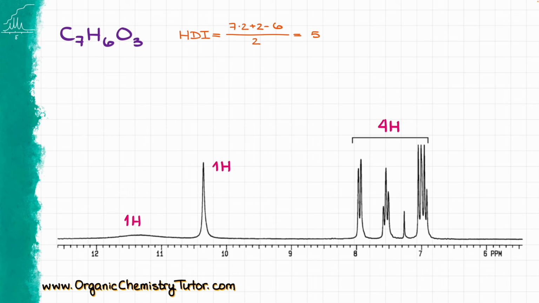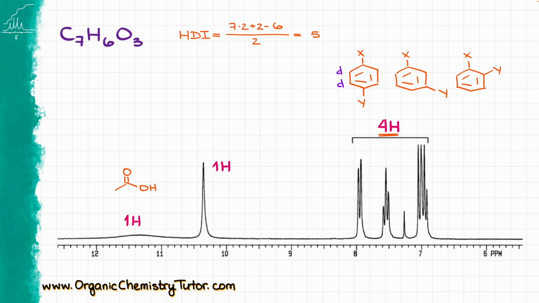On top of that, I'm seeing this extremely broad signal at high ppm, so that is again an indication of a carboxylic acid. So like in the previous case, I have the carboxylic acid and I have 4 hydrogens in my aromatic region, which means that I have one of the disubstituted aromatic rings. So here are my options. The first one gives you a couple of doublets, well, that's definitely not what we are seeing in our spectrum, so that doesn't seem to be an option.